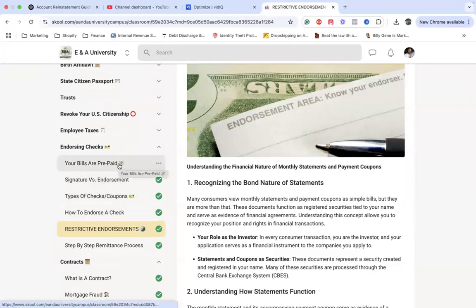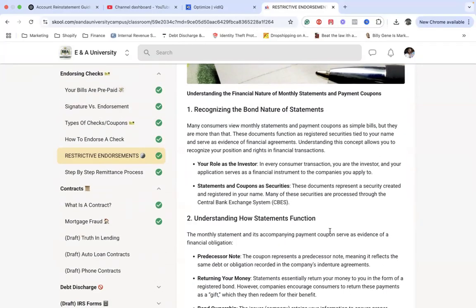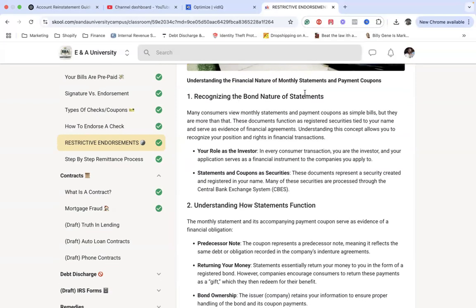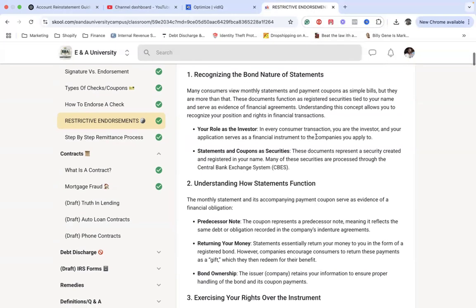We're simply adding some steps that are needed based on instructions that I found, right? So I'm going to walk you guys through specifically what the nature of these type of instruments is and how they work, and what the actual laws are telling us we need to do in order for them to be acceptable. So understanding the nature of monthly statements and payment coupons, right? So recognizing the nature of these statements.